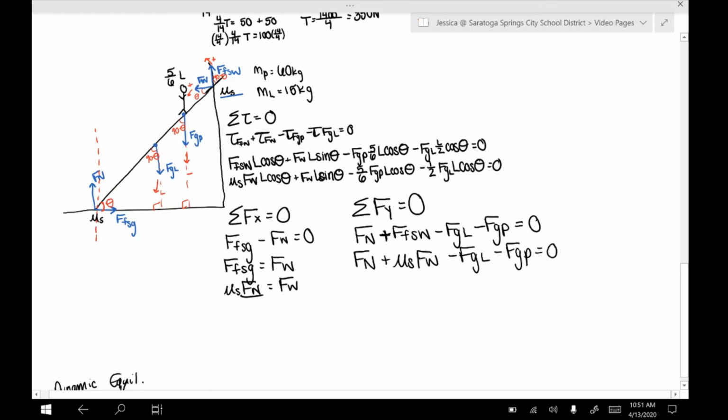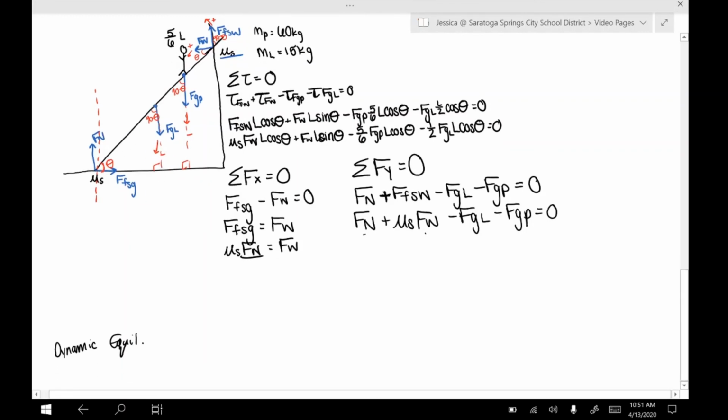Okay, so I have Fn plus mu s Fw equals FGL plus FGP. So it looks like I have basically two unknowns in this equation, Fn and Fw. What we could do is take this equation for Fw and substitute it in. So we could say that this is Fn plus mu s Fn, same thing up here for Fw. And that would allow us to figure out what this normal force is. Once we know that normal force, we know Fw, and we can substitute it in up here to solve for whatever we need to solve for.